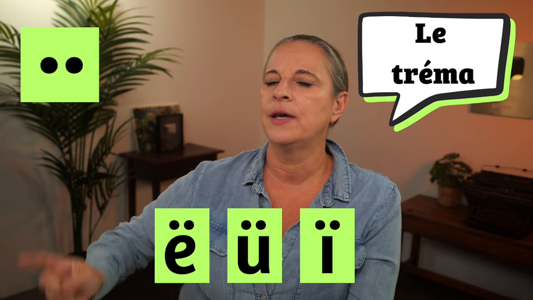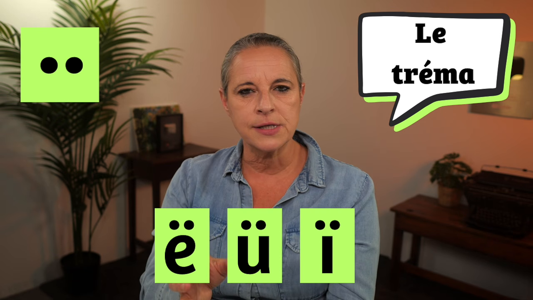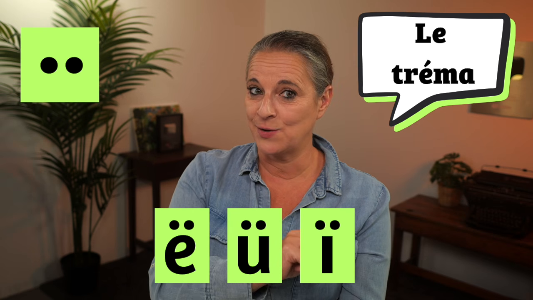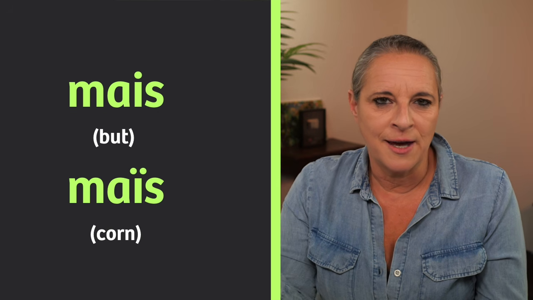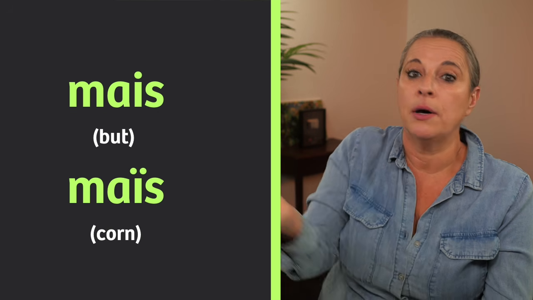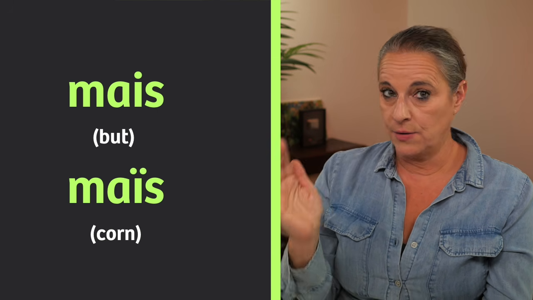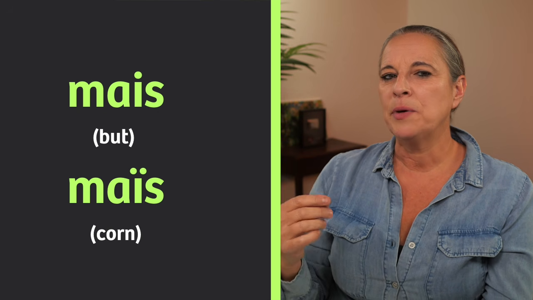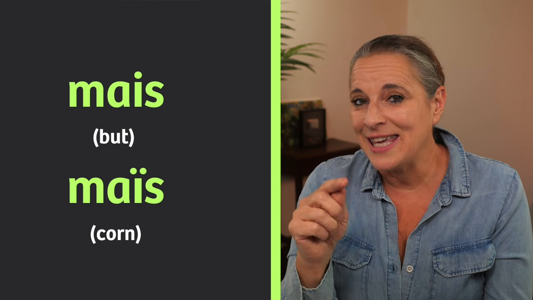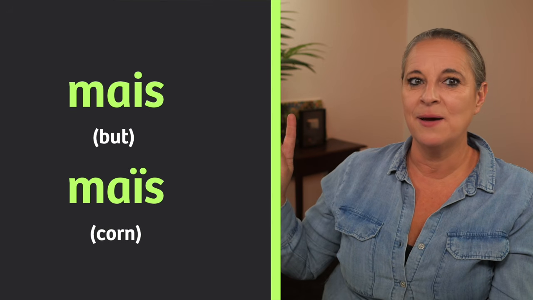E, U, E. And the tréma accent is here to show that the vowel should be pronounced separately from the one next to it. So, let me give you an example. You have this word, M-A-I-S. Without tréma, mais, okay? It means mais, as in but. So the A and the I are pronounced together, making the sound E. But put a tréma on the I, and it becomes maïs.